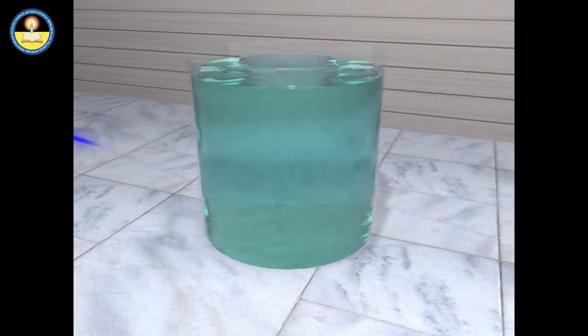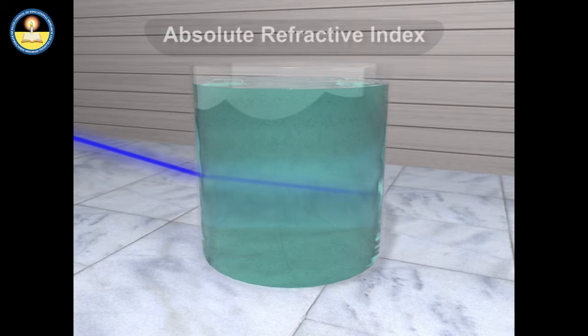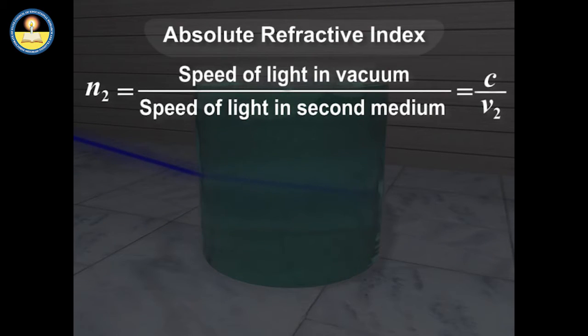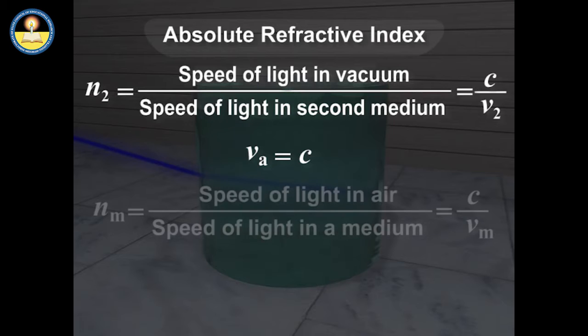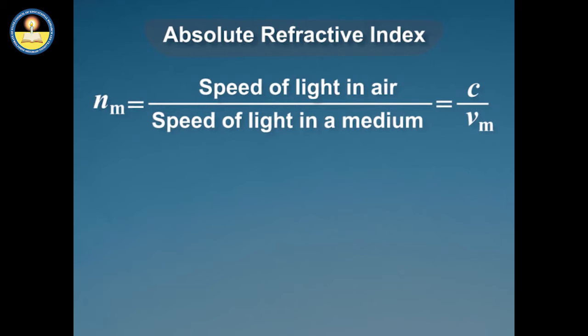Furthermore, if medium 1 is vacuum and the second medium is any material medium, then the refractive index of the material medium is called absolute refractive index. However, the speed of light in air is almost the same as in vacuum. Therefore, the refractive index of a medium with respect to air is also called absolute refractive index. In general, the absolute refractive index of a medium is the ratio of the speed of light in air or vacuum to its speed in the medium.